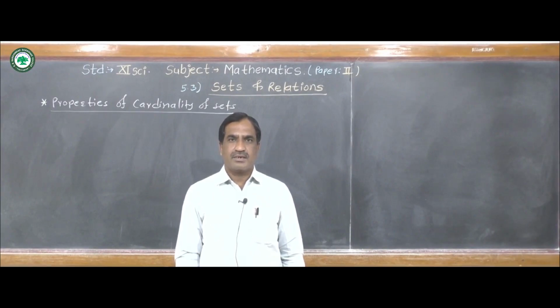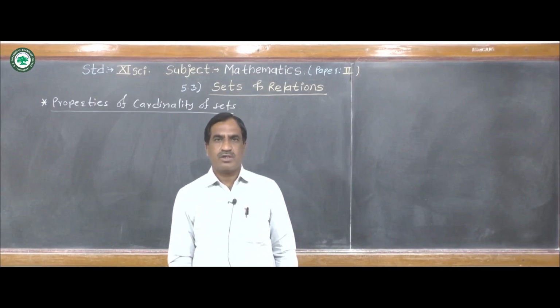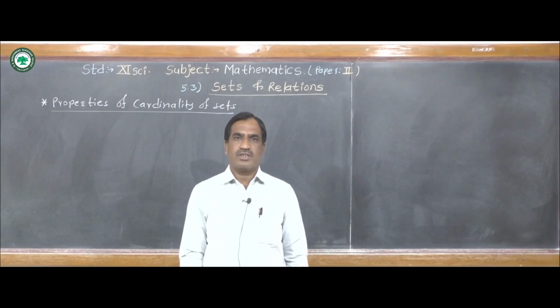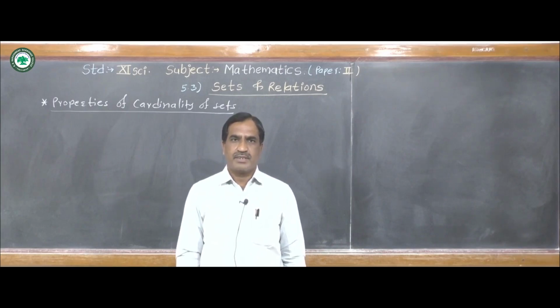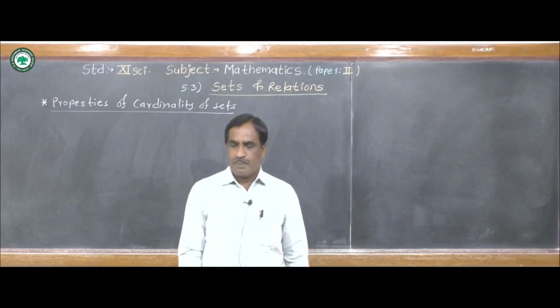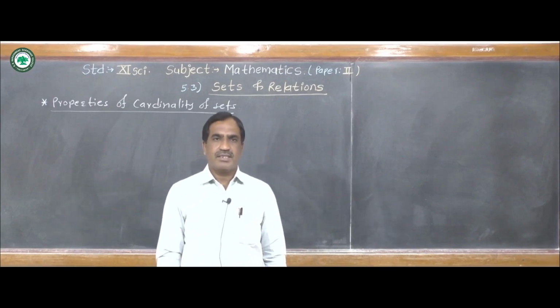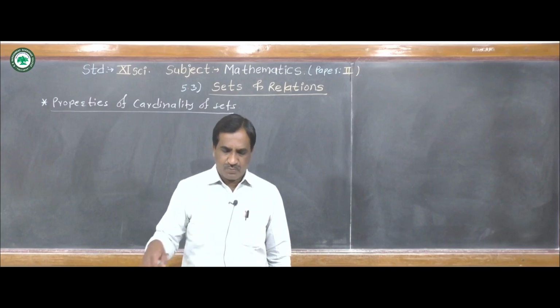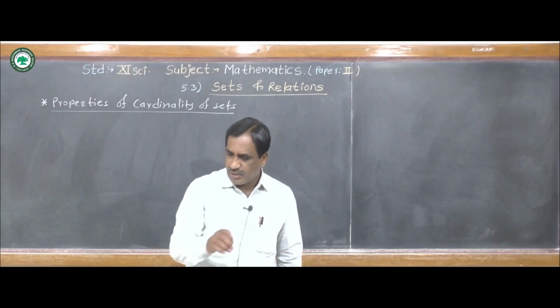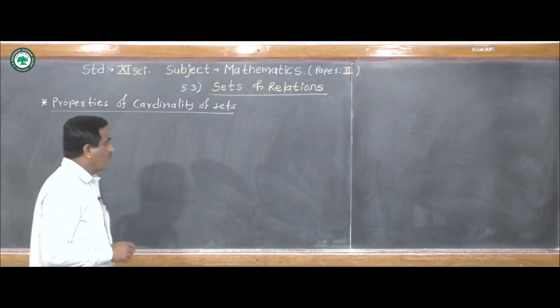Students, in the last lecture we have seen operations on sets, that is complement of set, union of two sets, intersection of two sets, their properties, some laws, distributive law, De Morgan's laws and their properties. Today we are going to study the next article, properties of cardinality of sets and intervals. Now first we see properties of cardinality of sets.